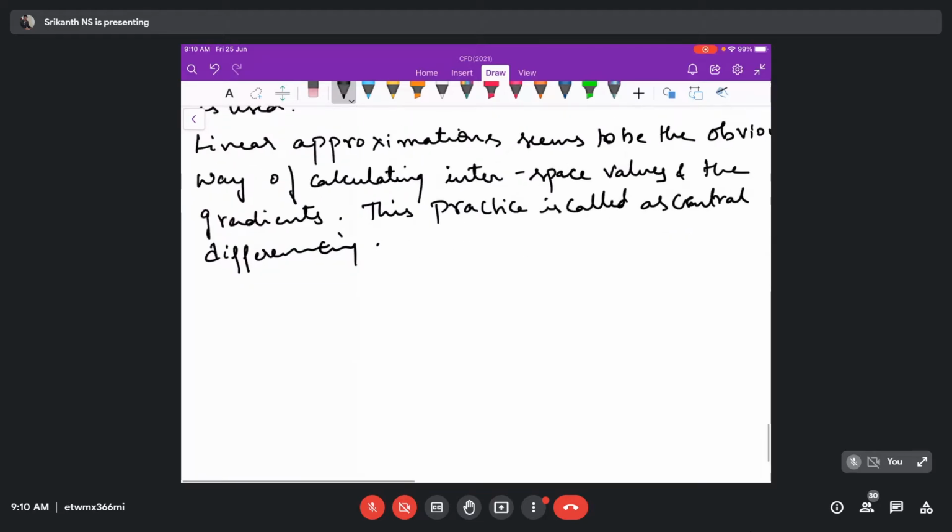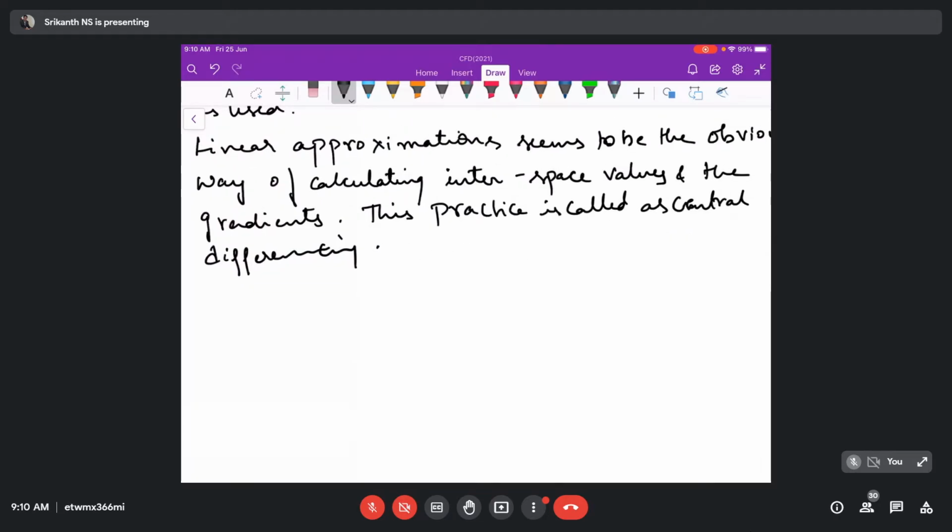Now, what is that? It is very simple. See here, I'm going to write this. Suppose you have a node here. This is your west control volume, and this is your east control volume. Then, suppose this is our point P, this is our west node, and this is our east node.